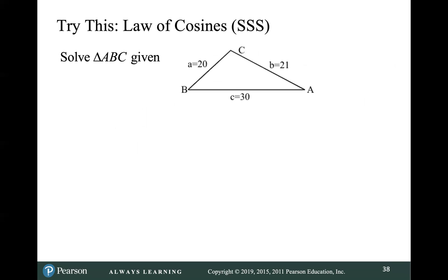The last slide here is a try this. We did a law of cosines example together. This is the side-side-side case. So very similar, I already talked about this. You're given 3 sides, then you have to use the law of cosines. You can't use the law of sines. So what I want you to do is try this, and then I'll show you the answer.